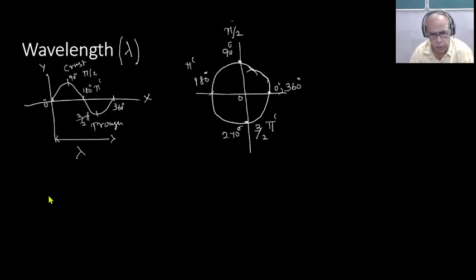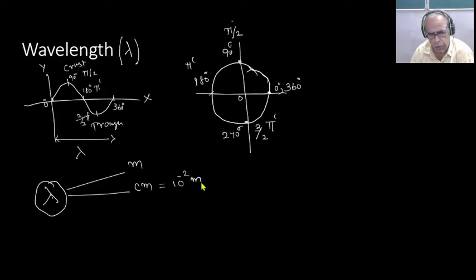So this is lambda, and its unit can be meter, and this can be represented in centimeter in certain cases. Centi means 10 power minus 2, is it not? So that is equal to 10 power minus 2 meter. Centi means 10 power minus 2, that is 1 by 100, that is 10 power minus 2 meter.